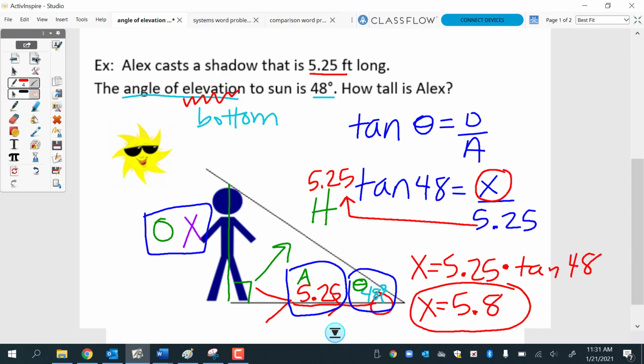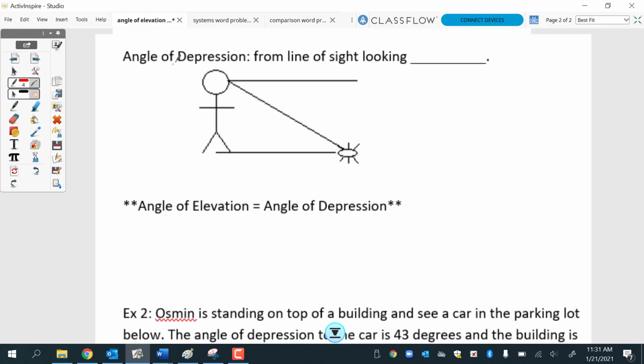Okay. The other vocabulary word they can use is angle of depression. So instead of elevation where we're looking up, now it's going to be from the line of sight looking down. And it's actually going to be on the outside of the triangle. So if this is your line of sight and then you look down, this is a bug on the floor. So that means your angle of depression, you would write on the outside.